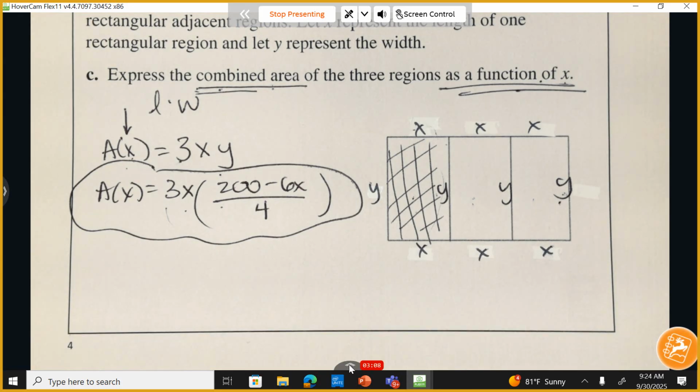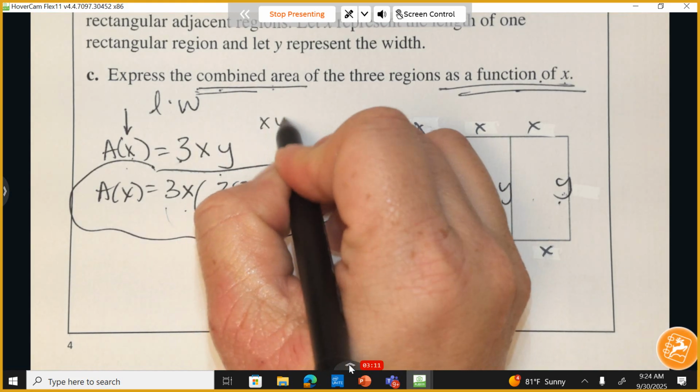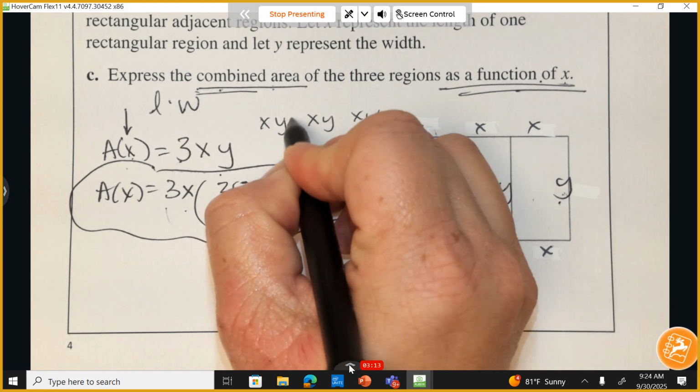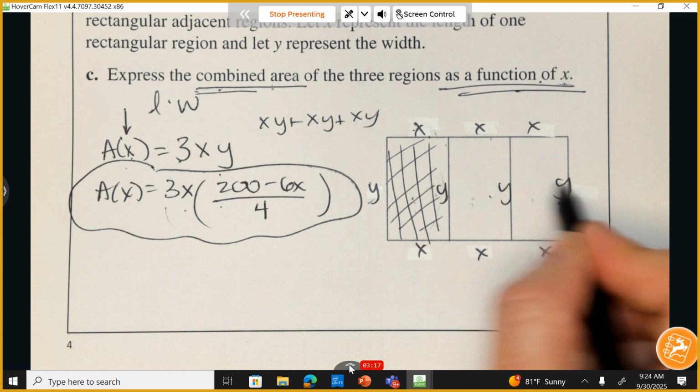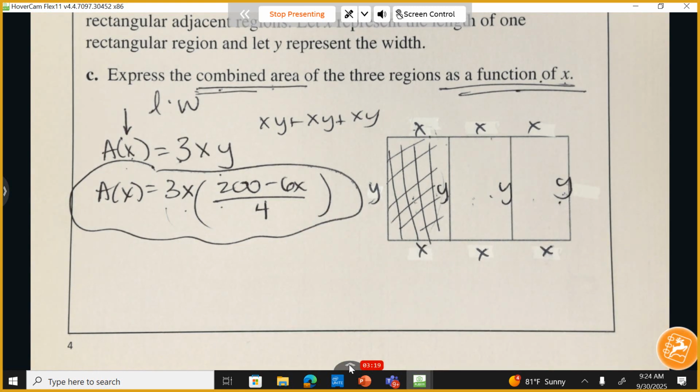This represents the combined area of all 3 regions. Another way to think of this is I have 3 groups of this. 3 groups. So this is X times Y, X times Y, X times Y. 3 of them combined to give you 3XY.